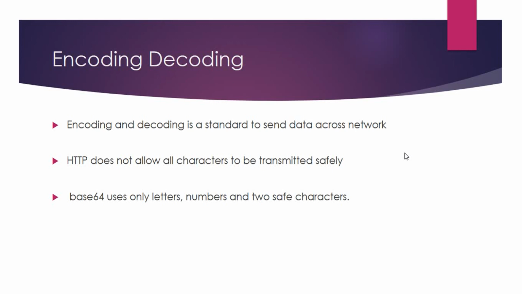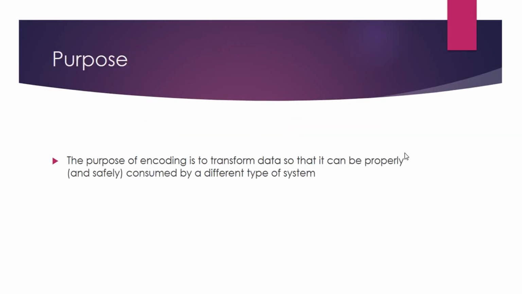That is what it is, and base64 uses only letters, numbers, and two safe characters, as we've talked about. So the whole purpose of encoding is to transform the data so it can be properly and safely consumed by different types of systems.